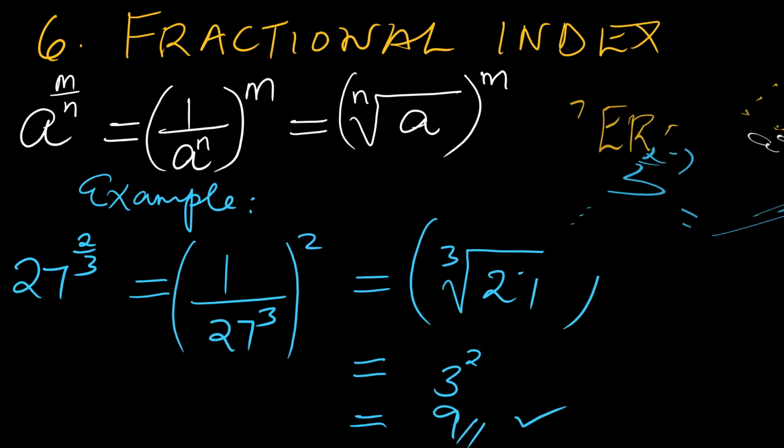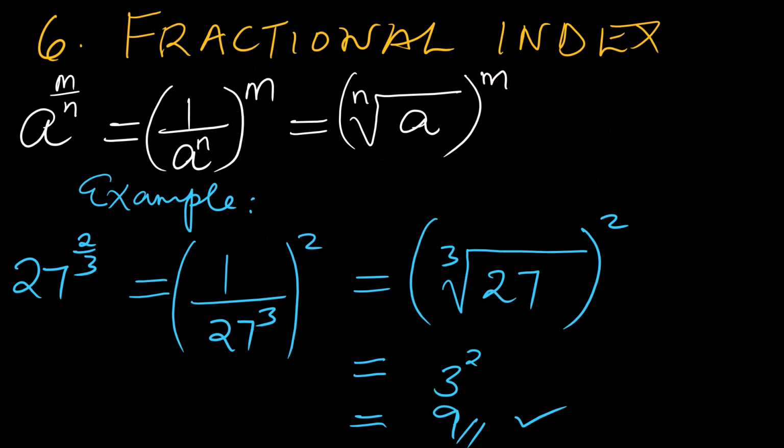The other one is the fractional index. Given a raised to the power m divided by n, this is equivalent to 1 divided by a raised to the power n, in brackets, everything raised to the power m. This can also be simplified to the nth root of a, everything raised to the power m.